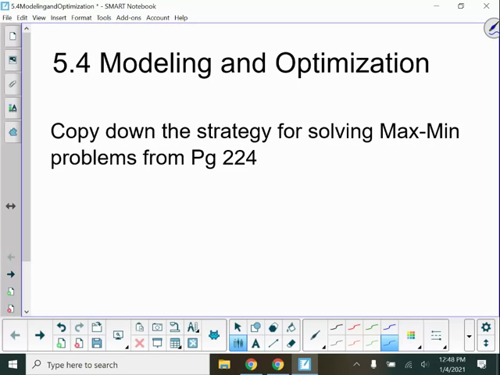This has a series of steps that you should follow anytime you are trying to go through and solve a word problem where you have to find the maximum or the minimum given some sort of set of conditions. So again, page 224, make sure you copy that down, look over it. Contact me if you have any questions about what those actual steps are.